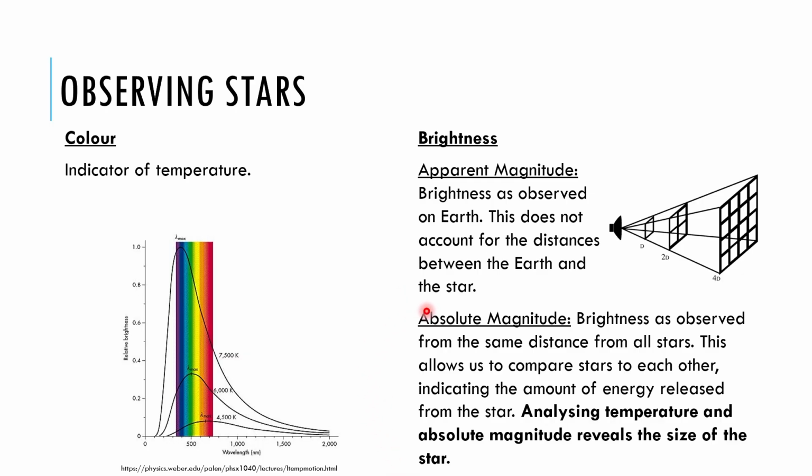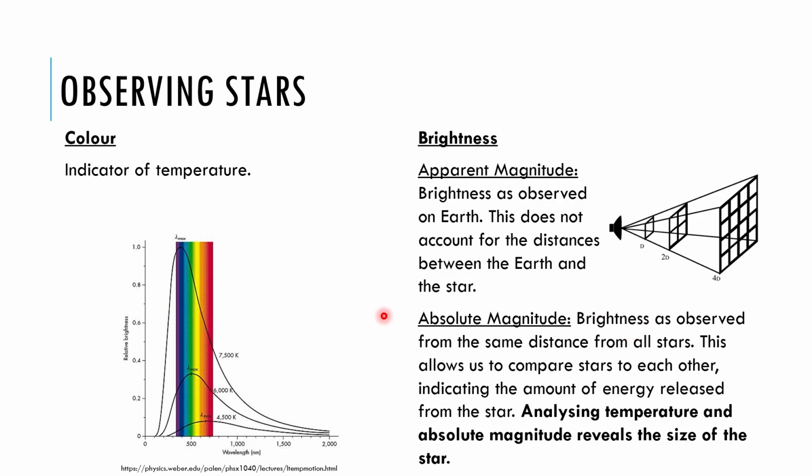So instead we use absolute magnitude. This is essentially the brightness as observed from a set distance away from all stars. So this is a standardized distance that can be used, allowing us to compare each star to each other. Essentially, the larger the absolute magnitude, the more energy that's being released from the star. In order to determine absolute magnitude, you first need to know what the apparent magnitude is, as well as the distance away from the star, so that you can convert that apparent magnitude into one which is absolute by employing the inverse square law.